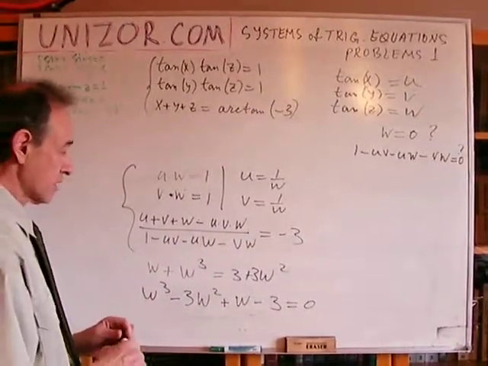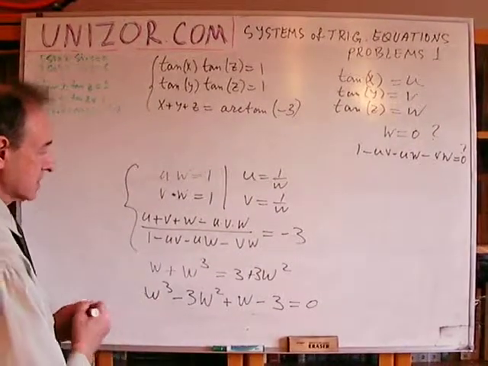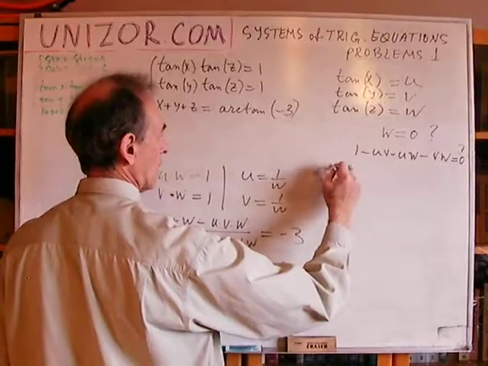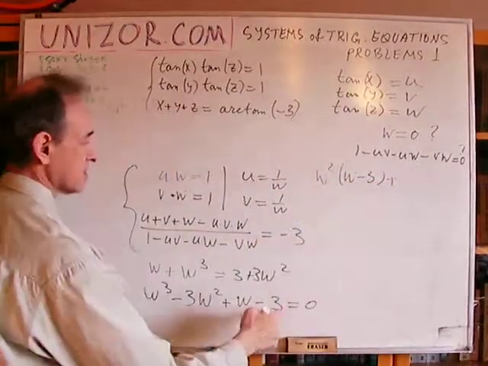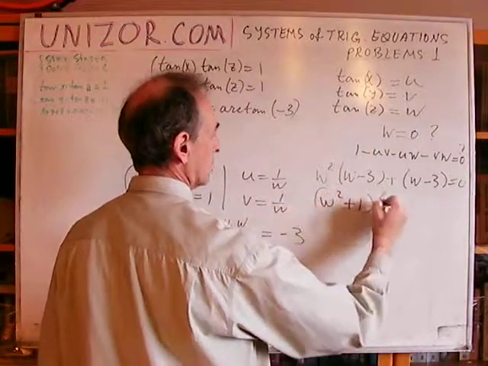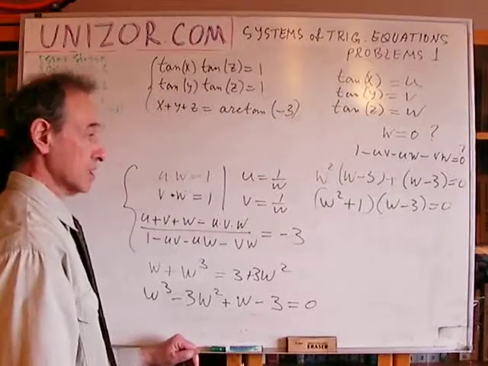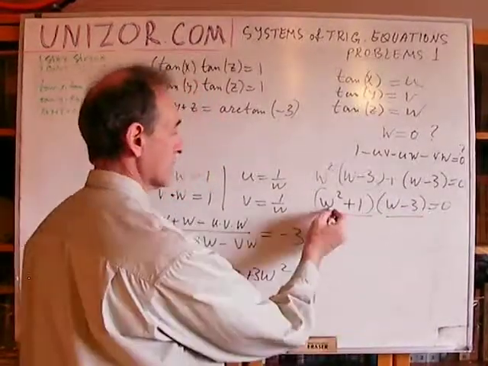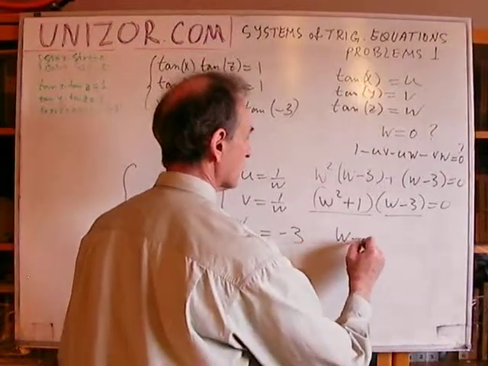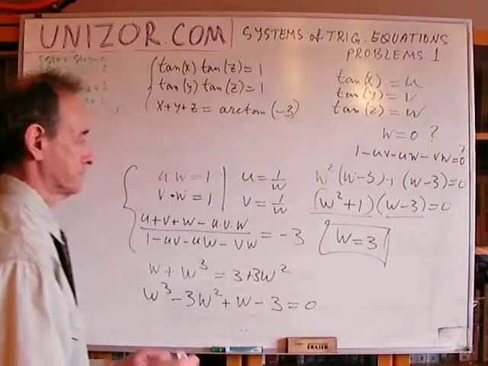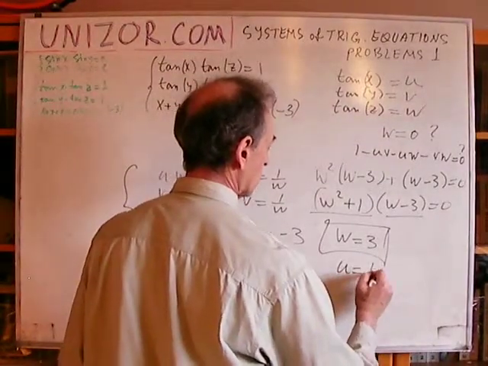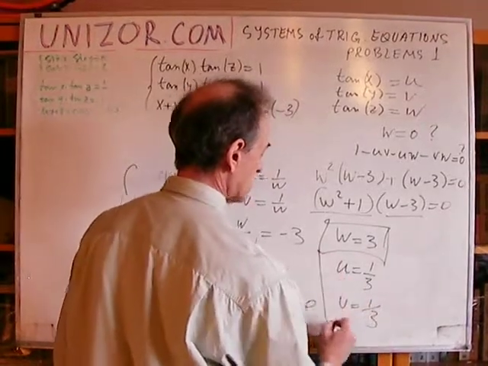So it's not such an easy thing. However, in this particular case, I immediately see a very important thing. If I factor out w square from the first two, I will get w minus 3, and this is w minus 3. So it's equal to w square plus 1 times w minus 3 equals 0, which means that either this is equal to 0 or this is equal to 0. Now, this is not equal to 0, because it's a square plus 1. A square is always non-negative, plus 1 is always positive. So w is equal to 3 is my solution. And obviously, from here, my u is equal to 1/3, and my v is equal to 1/3. These are all solutions.